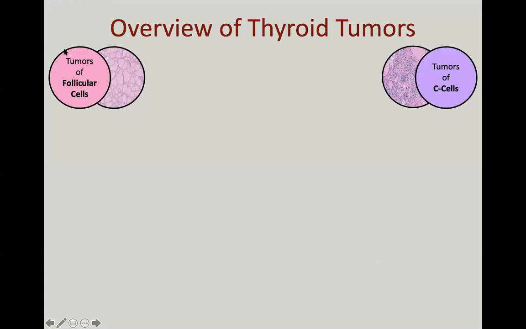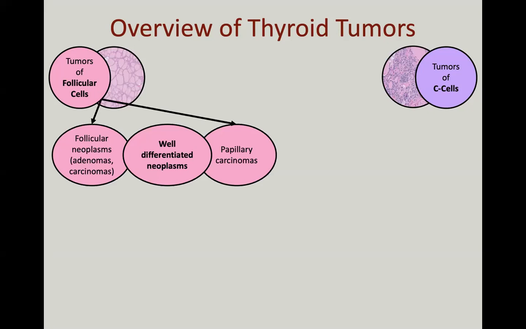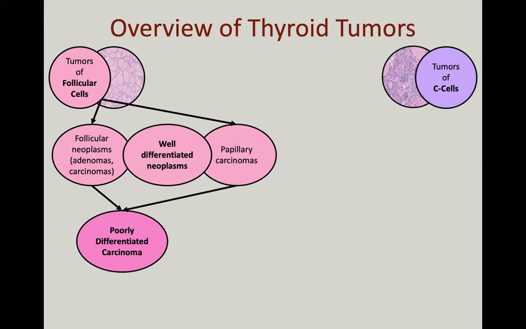Okay, so just a very brief overview of thyroid tumors, so we know where we're going in this lecture. Tumors of follicular cells and tumors of C cells. Tumors of follicular cells can be separated into well-differentiated neoplasms, like follicular neoplasms, i.e. follicular adenomas and follicular carcinomas, or papillary carcinomas. There is no equivalent benign counterpart of PTC. It's always just PTC, whereas follicular neoplasms can be either benign or malignant. If they're malignant, they're of course follicular carcinomas.